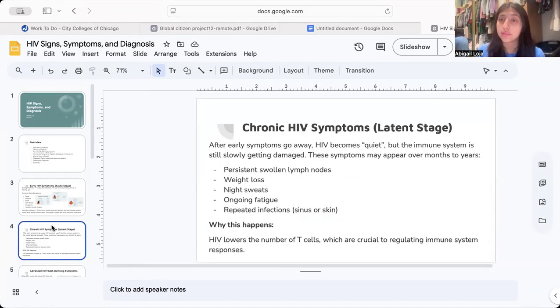Chronic HIV symptoms, which is called the latent stage. After early symptoms go away, HIV becomes quiet, but the immune system is still slowly getting damaged. These symptoms may appear for months to years: persistent swollen lymph nodes, weight loss, night sweats, ongoing fatigue, repeated infections such as sinus or skin. Why does this happen? HIV lowers the amount of T cells, which are crucial to regulating immune system responses.